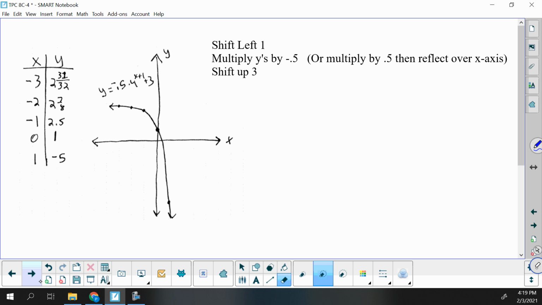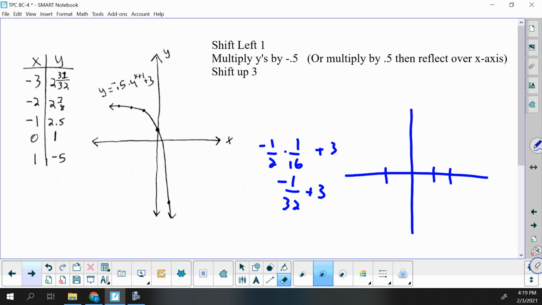So one of the tough ones, when you put in negative 3, you would eventually have negative 1/2 times 1/16 plus 3. That's negative 1 over 32 plus 3. So negative 1 over 32 would be a tiny negative here. So when you do 3 full jumps to the right, you would end up about there. We crossed over the y-axis, so it's not going to be 1/32. You can think of it as what would pair with it to give you 1. So that's why we have 2 31/32.